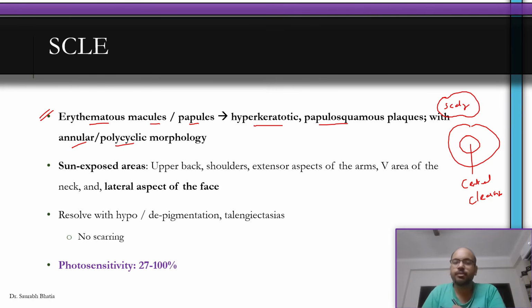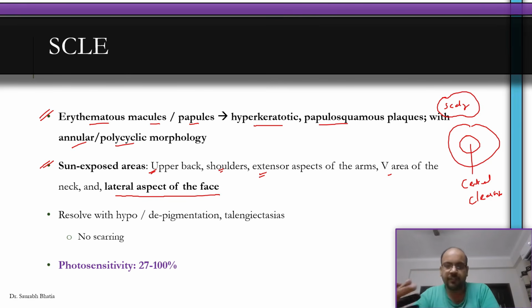Clear? The distribution is over the sun exposed area like ACLE, but in ACLE the rash is limited to the middle of the face, while in SCLE it can involve the entire area of the neck, the exposed area, the nape of the neck and the back. All the four sun exposed areas can be involved. The areas involved are the upper back, shoulders, extensor aspect of arms, the V area of neck, and the lateral aspect of the face. Now this is important. The lateral aspect, that means the sides of the face, are involved. The central face is not that much involved. The center part is mostly seen in ACLE. It's a feature of ACLE, while in SCLE it's the other areas which are involved.